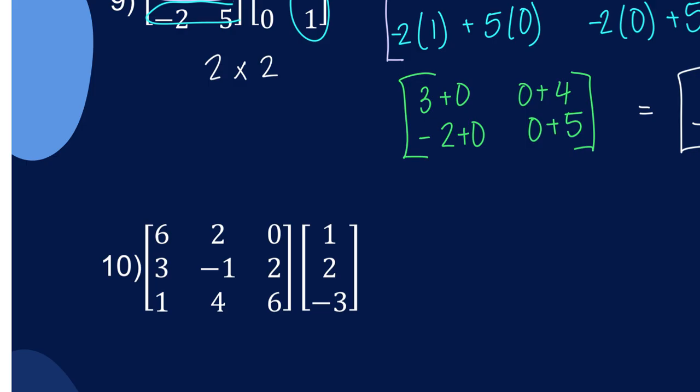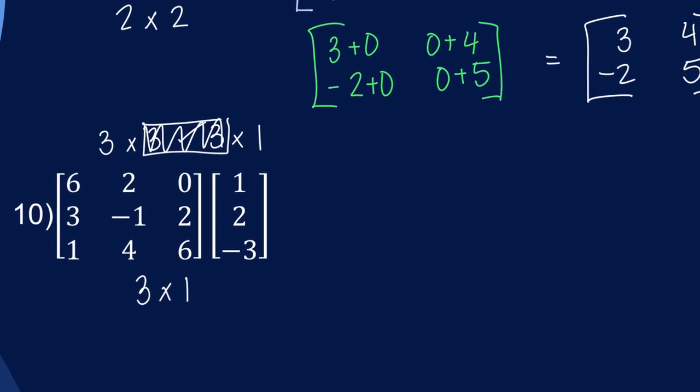So looking at the last one, first thing I'm going to do is I need to determine if it is possible. So finding my dimensions. How many rows do I have? 3. How many columns? 3. Looking at the next one, how many rows do I have? 3 rows. Remember, rows go left and right. Column goes up and down. Do I have the same inside numbers? Yes, I do. You can cross them out. And your answer should be a 3 by 1.